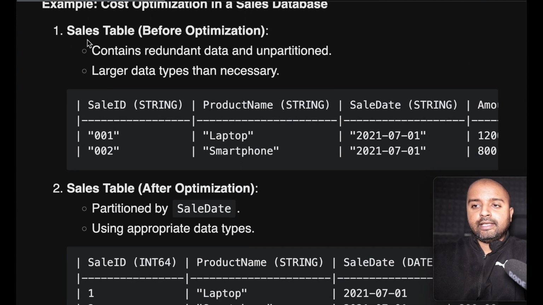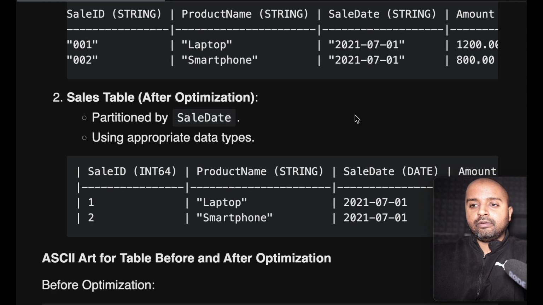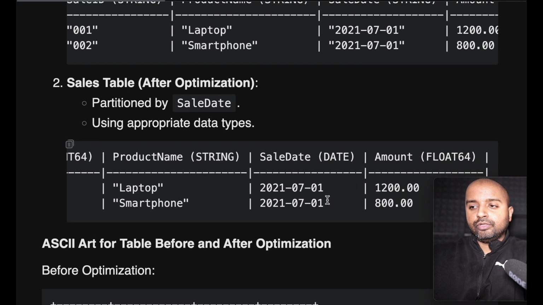As a simple example, let's say we have a sales table. Before optimization, it contains redundant data, it is unpartitioned, and it has larger data types than necessary. So you have all these values which are coming in and sitting as strings, so they don't have a proper schema defined. A good way to optimize this is to partition by the sale date. So we have the sale date over here. Instead of leaving it as a string, we convert that to a date and then partition it by this column. And similar to what we saw, it's just going to split the table into smaller chunks that BigQuery can accurately query. And we also use appropriate data types like float and date and so on. And this would be an optimized table.